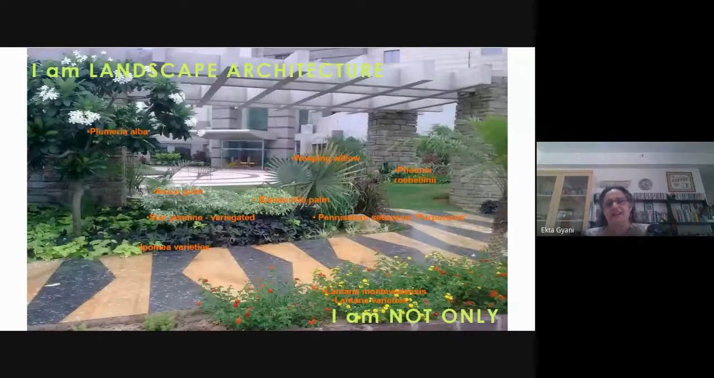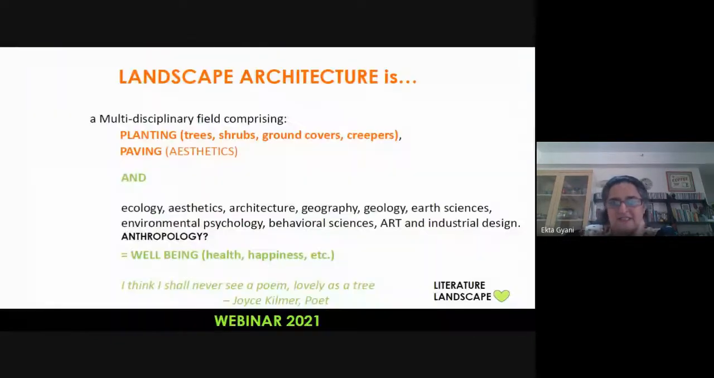I am a landscape architect. So this is one of my projects in Mohali. It was a SEZ, and this was a landmark plaza, a commercial building. And you can see I'm showing off my botanical names knowledge here. But why I'm saying this is that landscape architecture is not only plants.